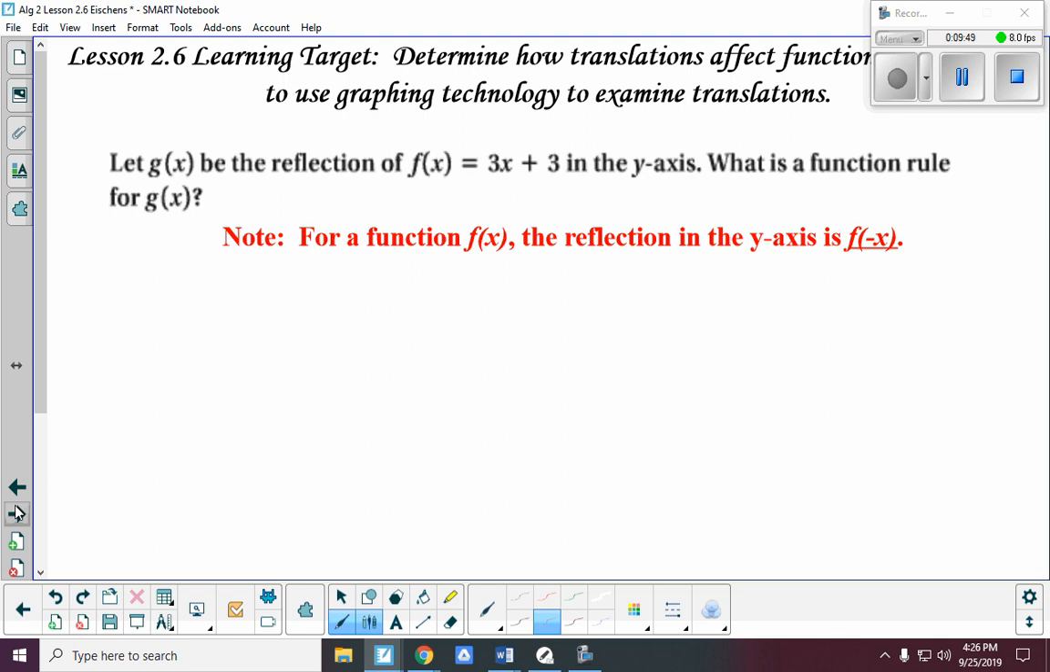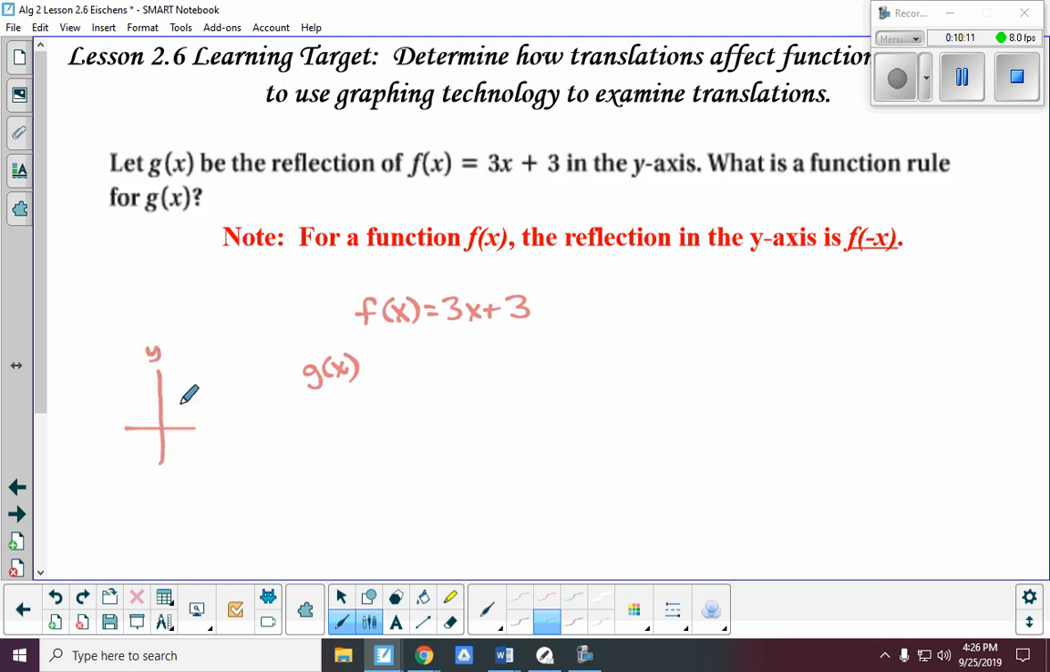So here's an example. It says let g of x be the reflection of f of x equals 3x plus 3 in the y-axis. So f of x is 3x plus 3. Now, g of x is going to be the reflection in the y-axis. Let me just draw a little picture right here.